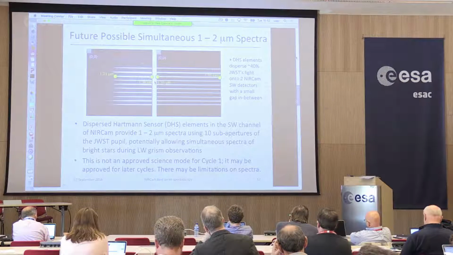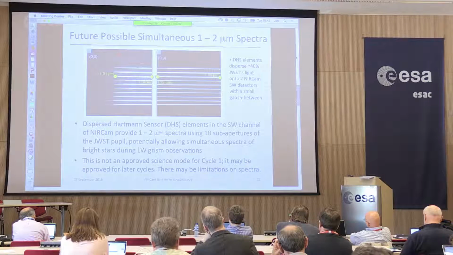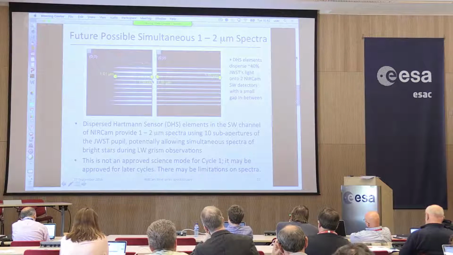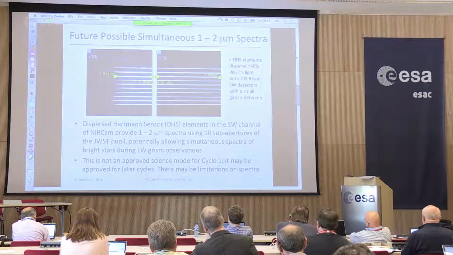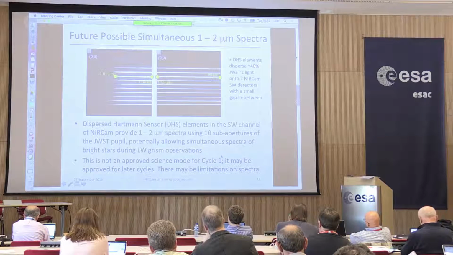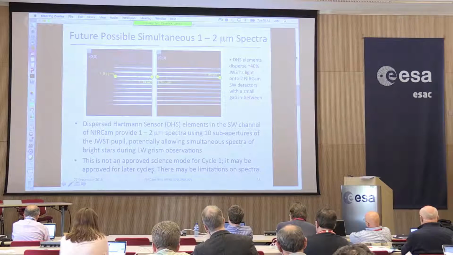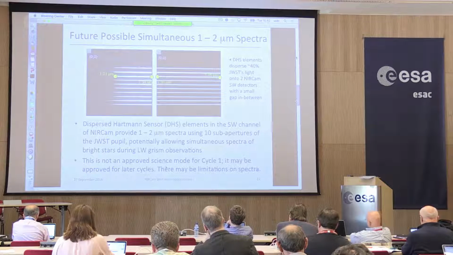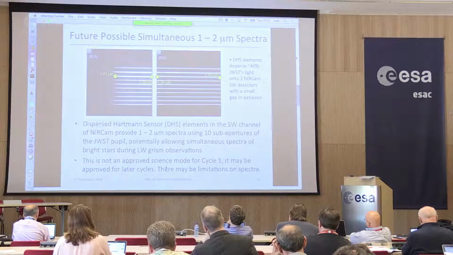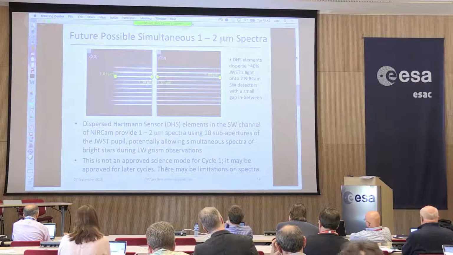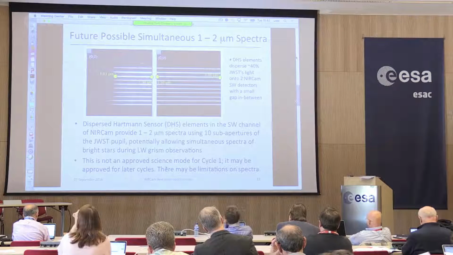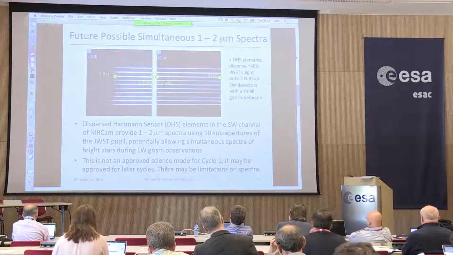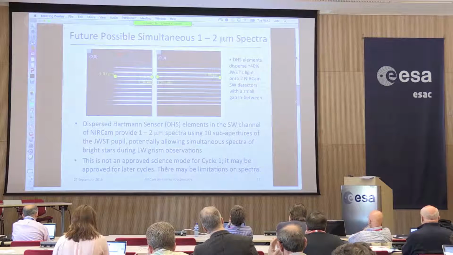This has some nice properties of spreading the light out so we can look at very bright stars and get good spatial sampling. However, this is not an approved science mode for cycle 1, and there may be some limitations when we actually start using it with the Grisms, like we may need to use the same subarray. So if you have a really bright star, you may not be able to get all 10 spectra. This is under study, and just a preview of what may be coming later in future cycles.